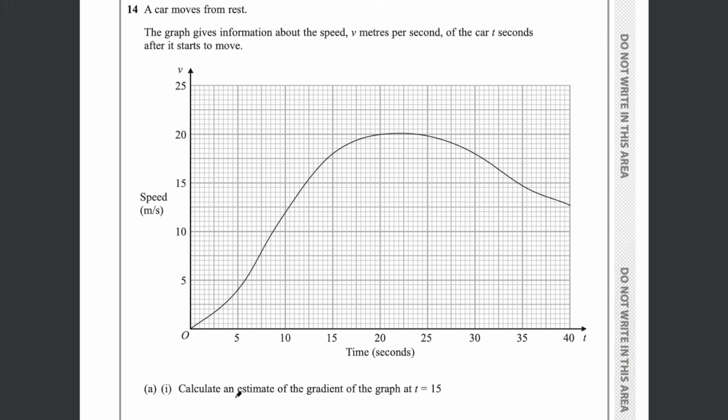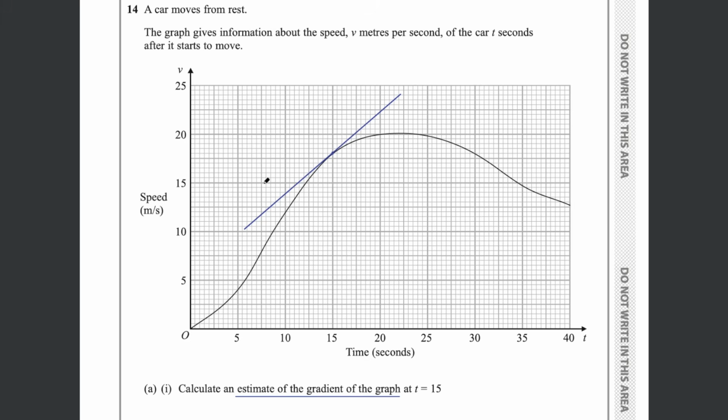Whenever you see these words, estimate of the gradient of the graph, you need to draw a tangent at whatever value they're talking about. So we need to draw a tangent to this graph at t equals 15. So t equals 15 is here. And a tangent to the graph is a straight line at that point. So it needs to be like just touching the graph. And you know it'll be okay as long as it's not completely off, like that is clearly not a tangent, or like this. But if it's approximately just touching the graph, then it's going to be a pretty good tangent.